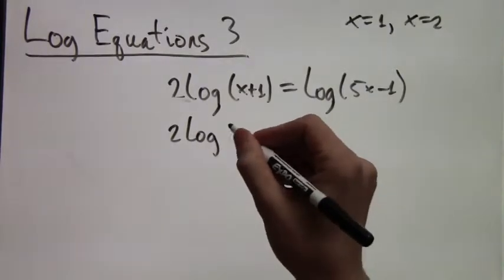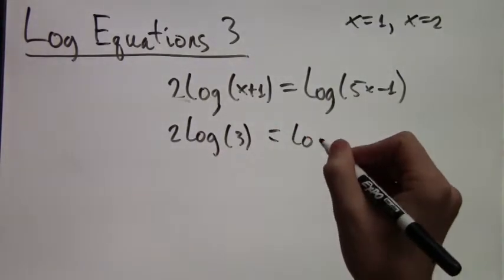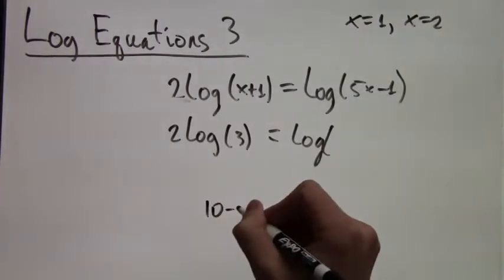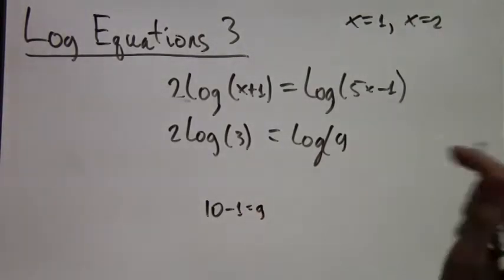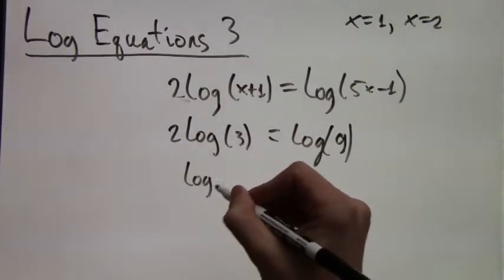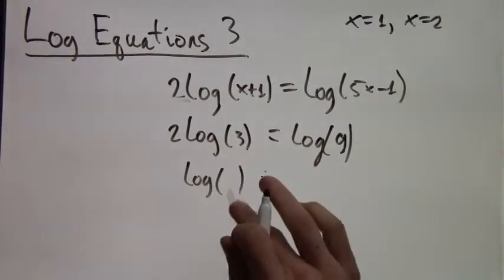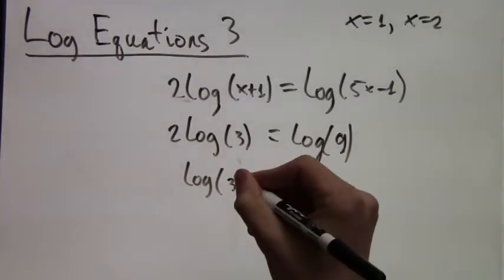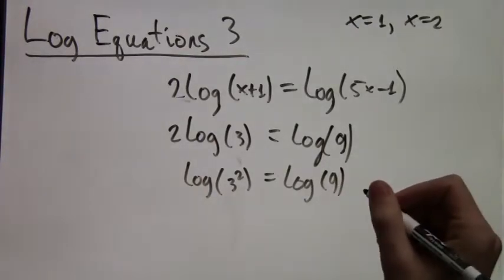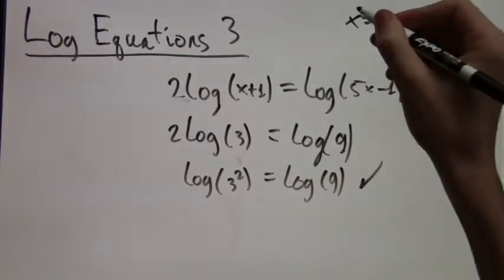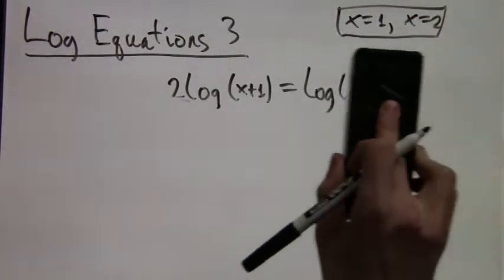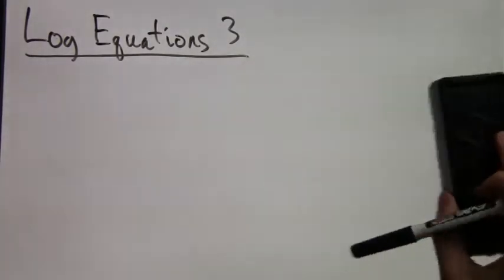Now let's try x equals 2. 2 times log of 2 plus 1 is 3 equals log, and 2 times 5 is 10 minus 1 is 9. So we get 2 log 3 equals log 9. Again, we do the same thing. 2 log 3 equals log of 3 squared, or in other words, 9. So indeed, log of 3 squared equals log of 9. Since this is true, x equals 2 must also be a solution. So we have two solutions, x equals 1 and x equals 2. Alright, well, let's do another example.